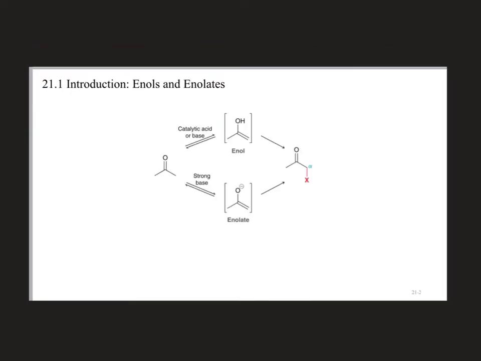Next, we need to establish the difference between an enol and an enolate. You can see that one difference is in the type of reactant that's used. To get the enol, we're going to find out that you need catalytic amounts of acid or base present, whereas the enolate formation is favored by a strong base.